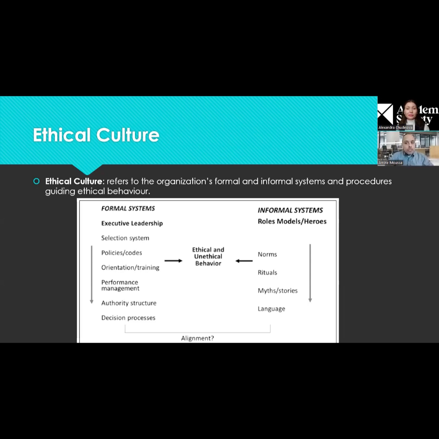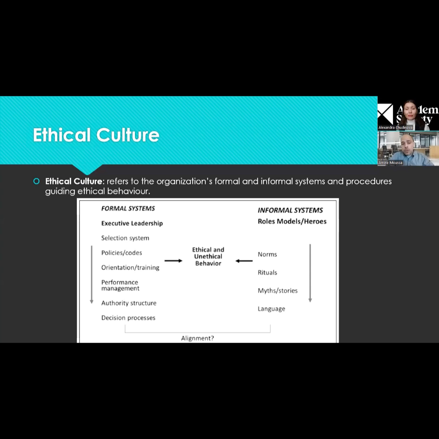We're talking about policies, codes, the written part. We're talking about orientation and training for new employees. We're talking about performance management, how that is done. We're talking about the authority structure, who reports to whom. We're also talking about the decision process and how decisions are reached. Now, that's for the formal system.